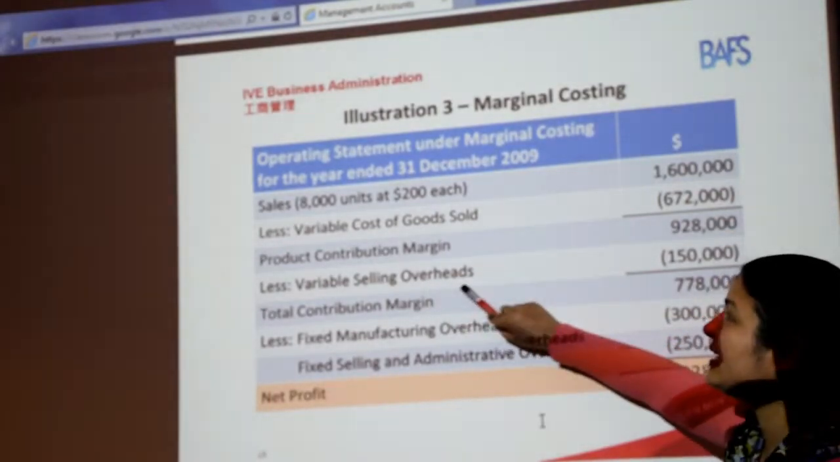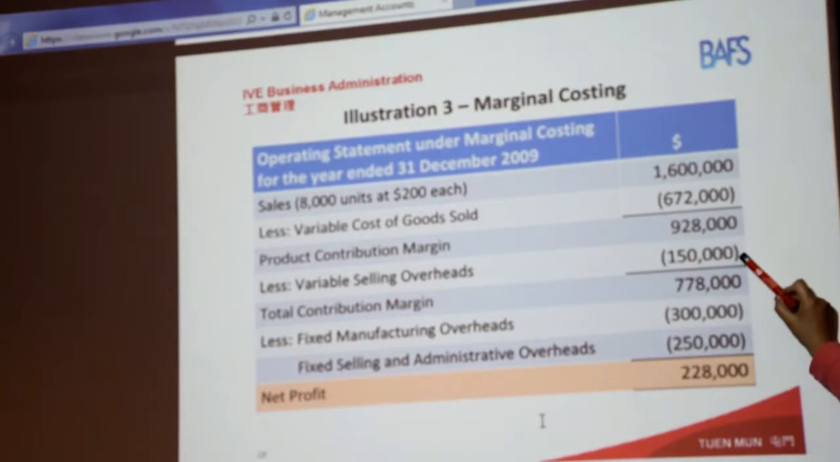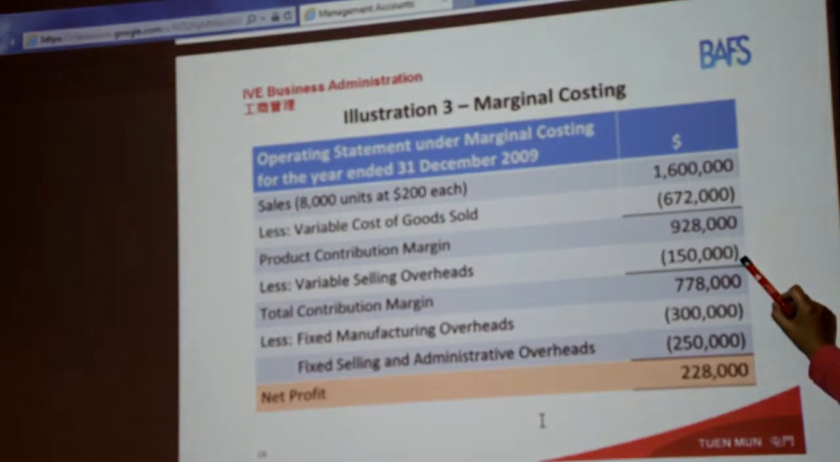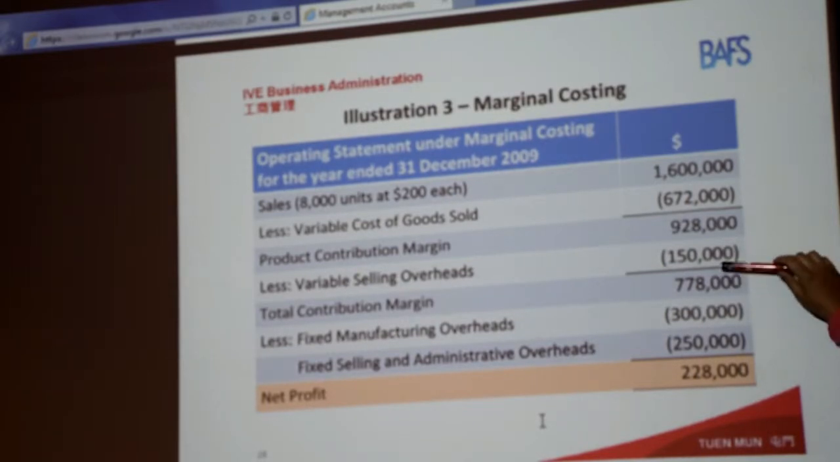Then we got selling overheads as well, the one we calculated because we have just sold 8,000 units. Yes, and this would be on the administration charges, I presume. Yes, they are the selling and admin. Yes. So that comes out, it gives you the final contribution. You take out your fixed overheads to give you a net profit.